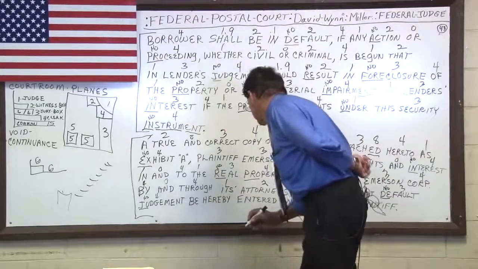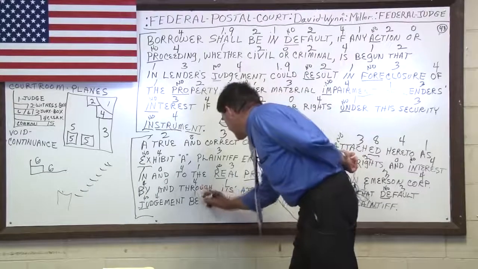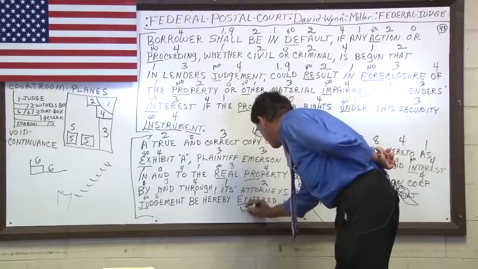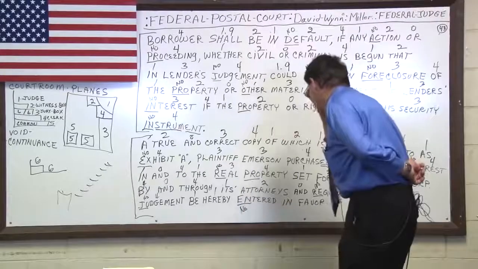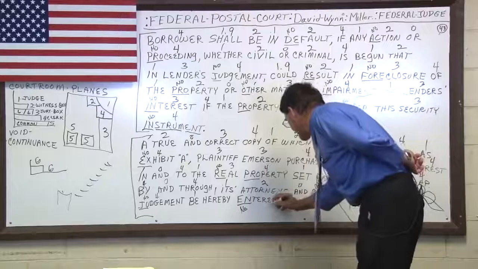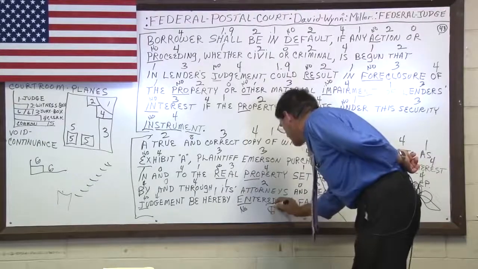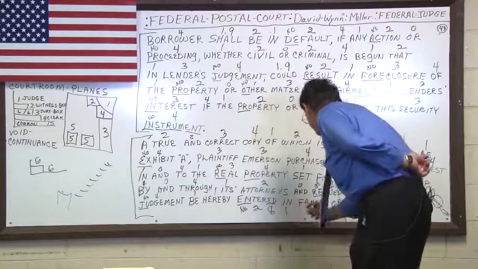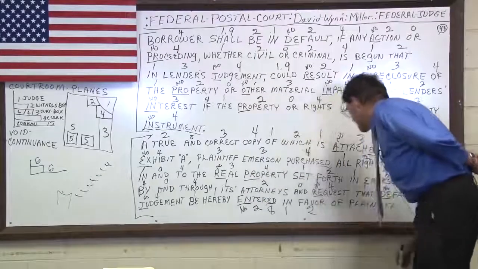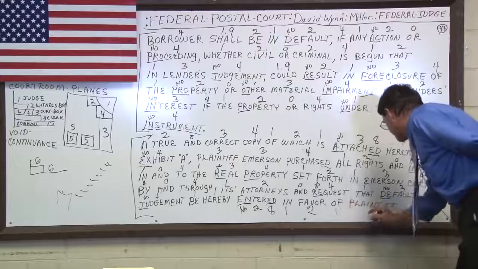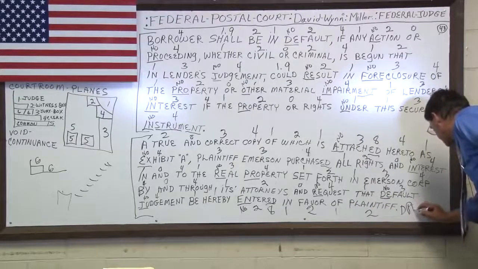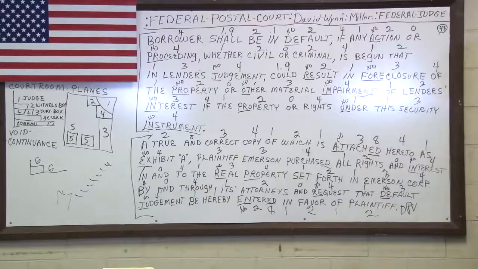Be is an adverb. Hereby is an adverb. Entered, en means no. It means no earth in past time. So that's used as a verb. In favor, adverb verb. Of is an adverb. Plaintiff, which becomes a dangling participle verb to end the sentence.